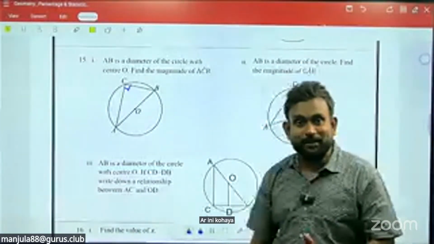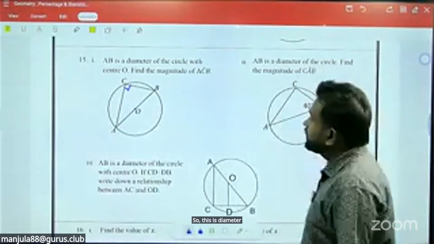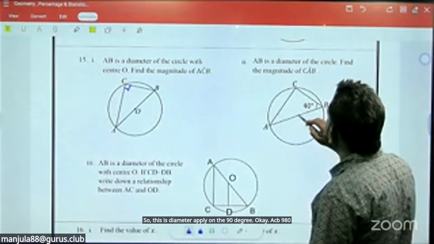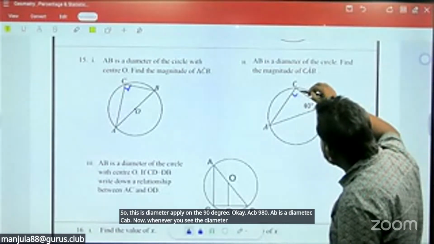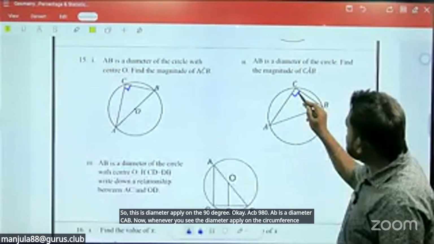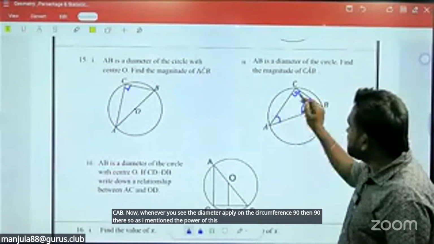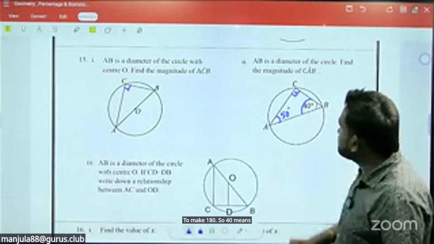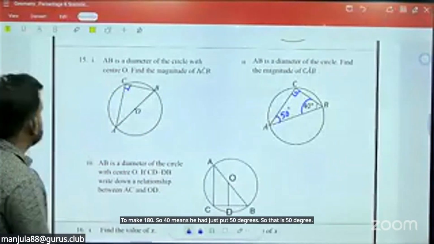Apply 90. Okay. So this is the diameter, apply the 90 degree. ACB 90 degree. AB is the diameter. CAB. Now, whenever you see the diameter, apply on the circumference 90. Then 90 they are. So as I mentioned, the pair of these also 90. Why? To make 180. So 40 means here just put 50 degrees. So that is 50 degree. Okay. Now move to the third one.